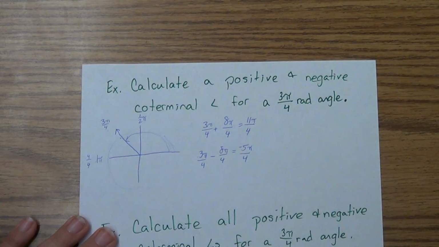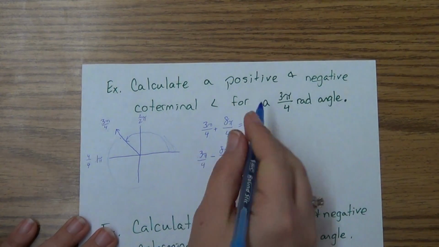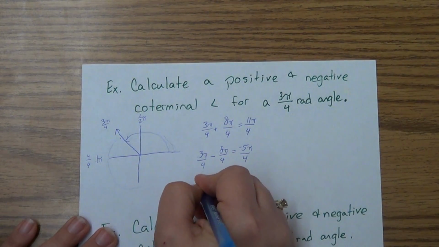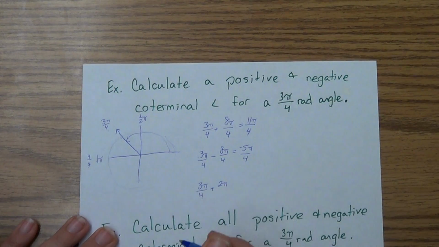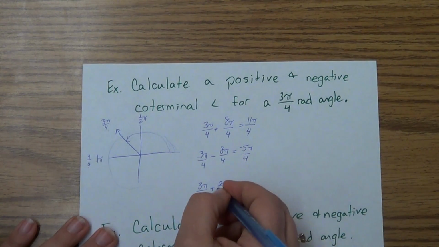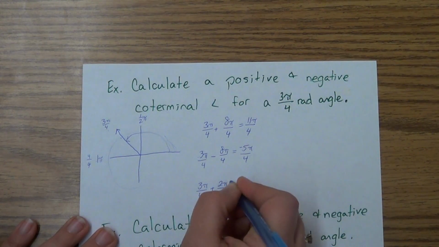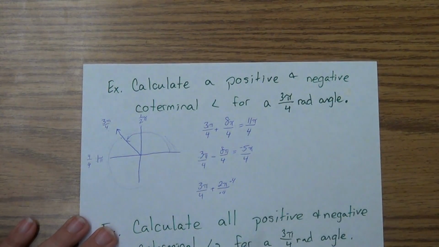And again, if you can't figure out that 8 pi over 4 in your head, you could write it down as 3 pi over 4 plus 2 pi. But then in order to add those together, you have to have a common denominator. So multiply by 4, multiply by 4. You still get that 8 pi over 4.